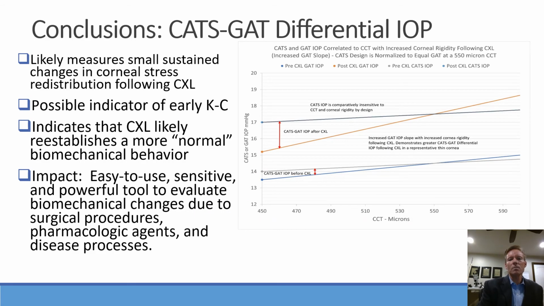Our conclusion is CATS minus GAT differential IOP is likely able to measure small sustained changes in corneal stress redistribution following corneal crosslinking. It's also a possible indicator of early keratoconus. It also indicates that corneal crosslinking likely reestablishes a more normal biomechanical behavior, which is what we have suspected clinically. The impact is that this is an easy-to-use, sensitive, and powerful tool to evaluate biomechanical changes due to surgical procedures, pharmacologic agents, and disease processes.